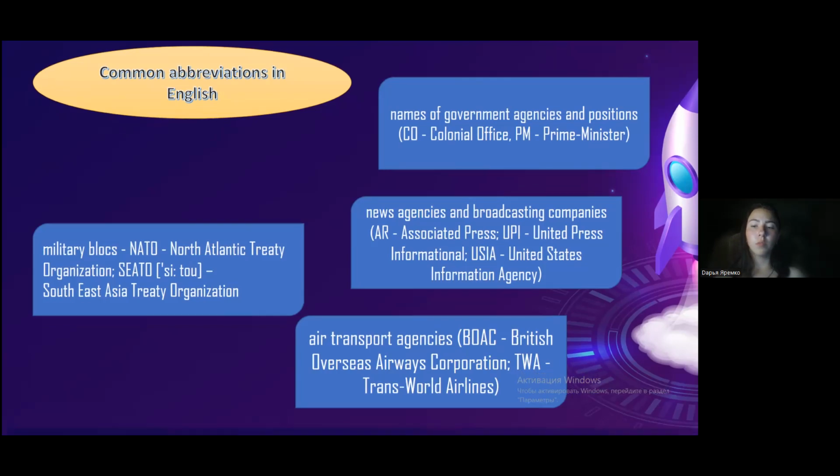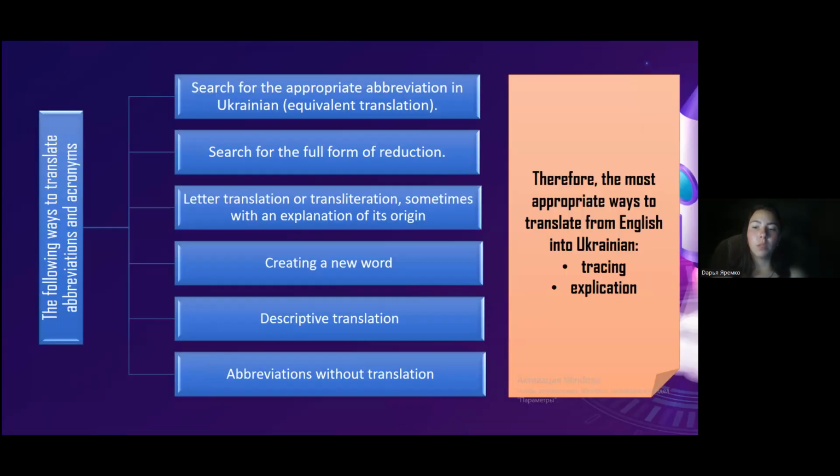The next slide, please. Choosing the appropriate method of transmitting abbreviations in the Ukrainian language, it is necessary to pay attention to the way the author of the source text represents the abbreviation and the meaning he uses to draw the reader's attention, its connotative and semantic content. There are the following ways to translate abbreviations and acronyms.